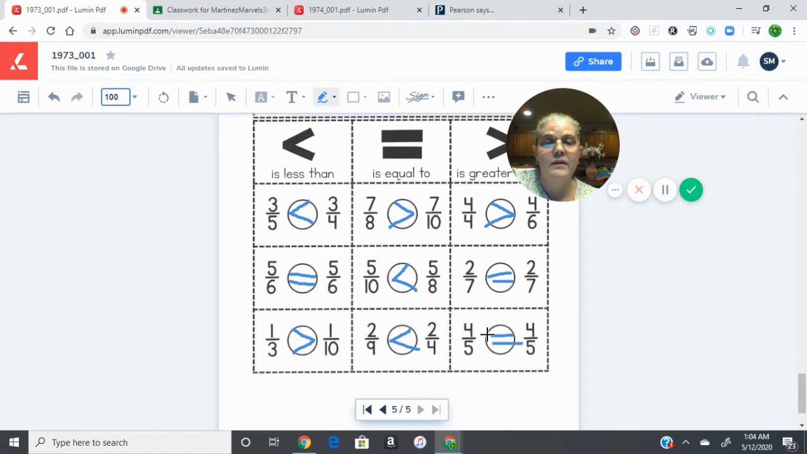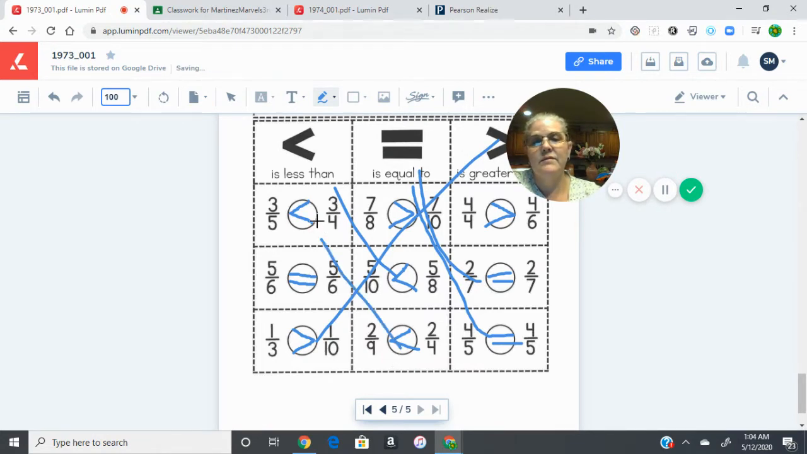Okay. So, excuse me, I guess my pencil's not working. These go under here, of course. This one goes under this one. This one goes over here. This one goes up to that one. This one goes over here to the equal sign.